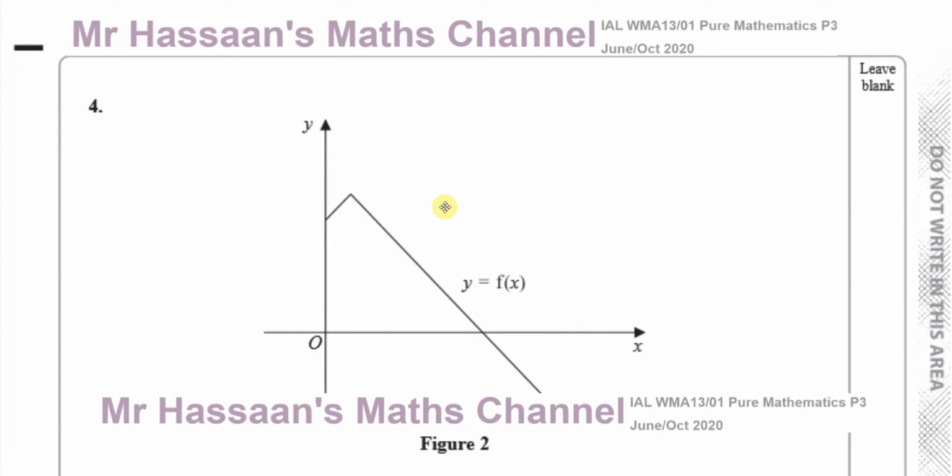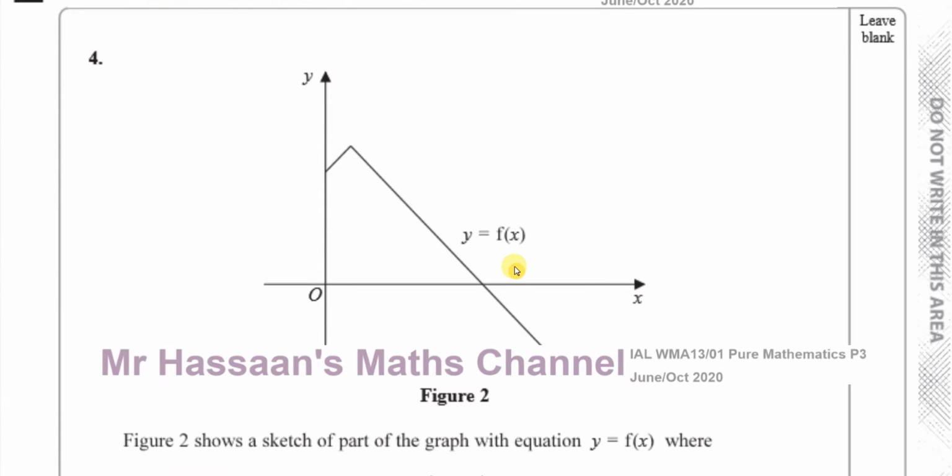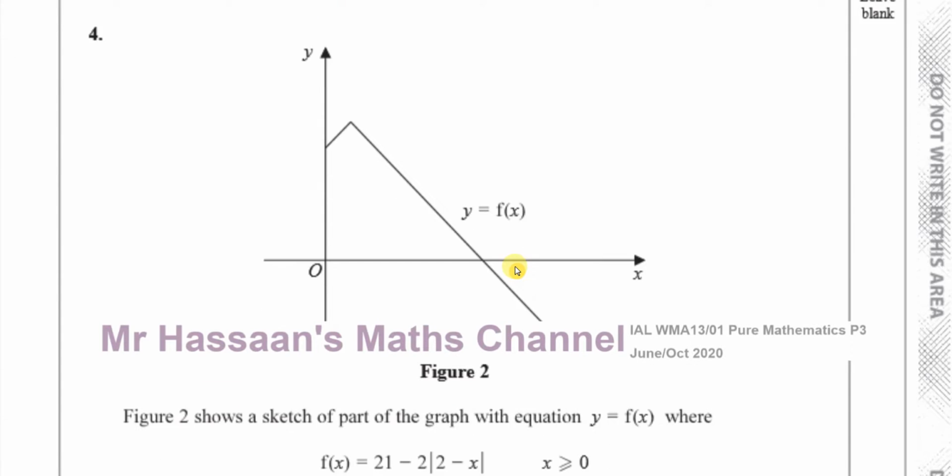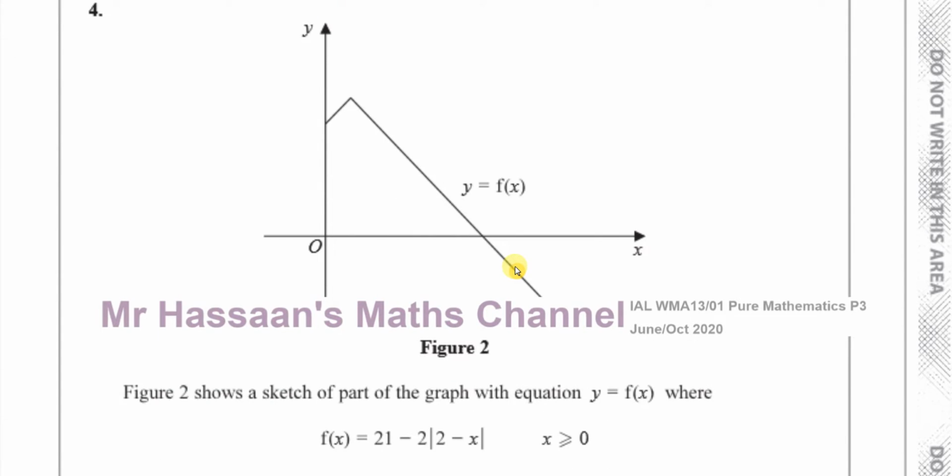June/October 2020 examination paper. And this question here is about the absolute value of functions from the chapter on graphs and functions. Now, it says figure 2 shows a sketch of part of the graph with the equation y equals f of x, where f of x equals 21 minus 2 times the modulus of 2 minus x, and x is greater than or equal to 0.